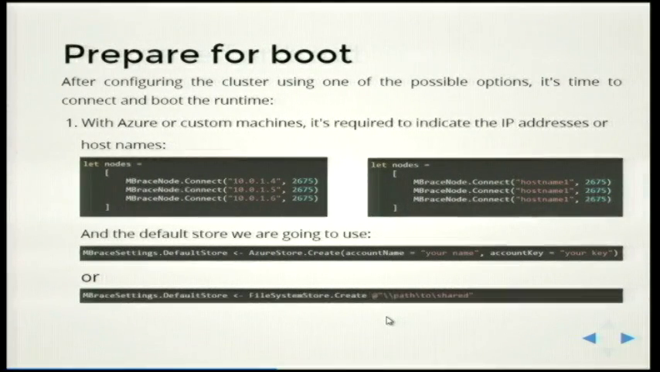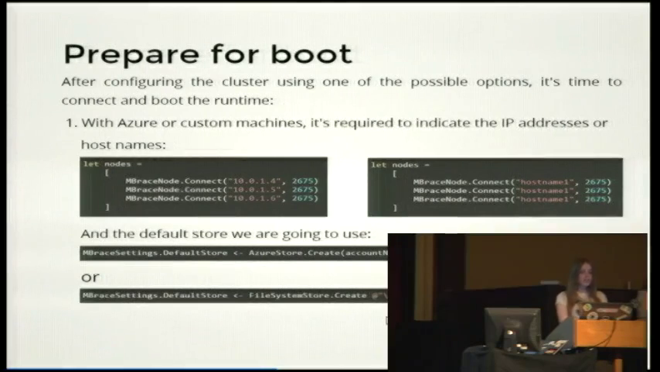Okay, when the cluster is already done, we need to prepare for boot. Using this, we indicate the connection from our client. We use MBrace nodes connect, indicating either the IP addresses or, if we use Azure, host names. Also, additionally, we can indicate the default store. Currently, MBrace supports 3 storage types: File System Store, SQL Server Store, and Azure Store. There is quite a big work in progress in this field to add additional storages.